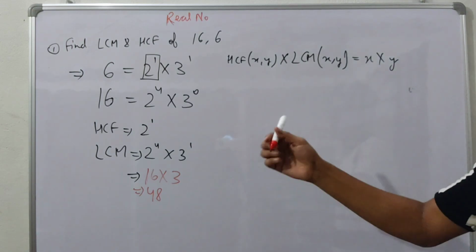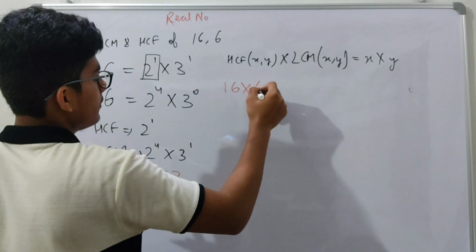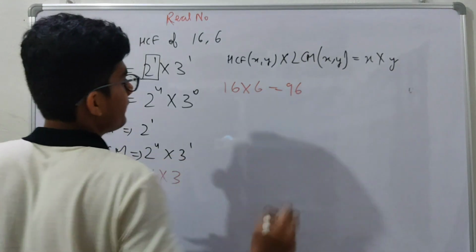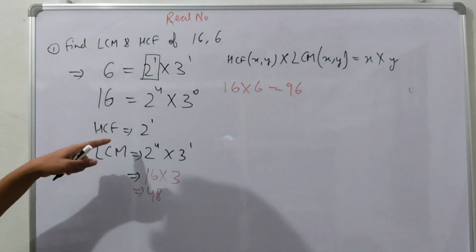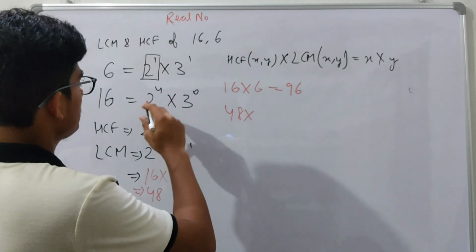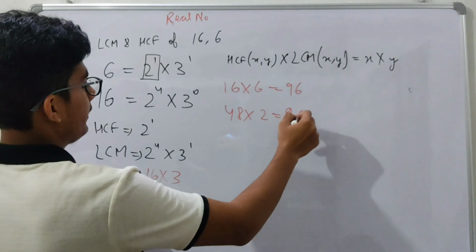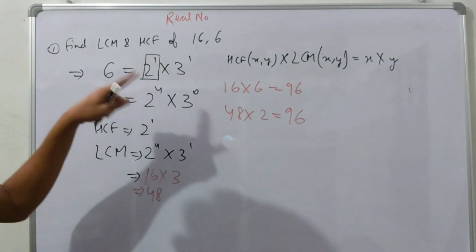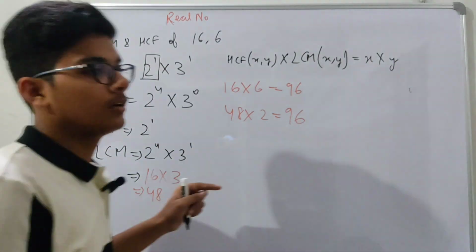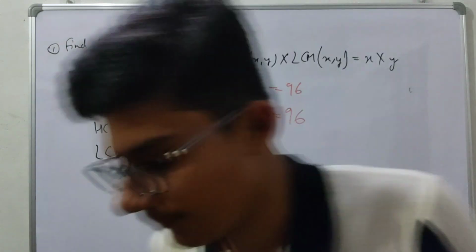So we can check here that 16 into 6 is equal to 96. And what is the LCM here? LCM here is 48 and HCF is 2. So we can also find 96 here. So we are right with our solution. This is a formula, a method to check the LCM and HCF.